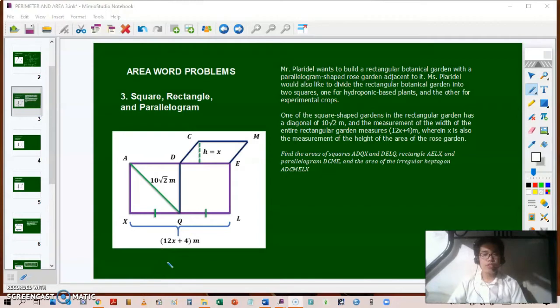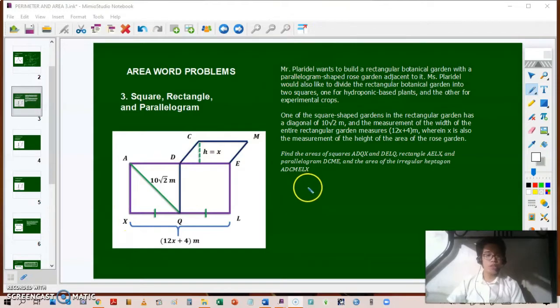Okay, so here for our third problem, we want to find the area of four figures. We want to find the area of the squares that we have here, ADQX and BQLE, and also the area of the parallelogram DCME, the area of the rectangle AELX, and the entire area of the irregular polygon that we have here, an irregular heptagon, ADCMELX. Okay. So how do we do that?